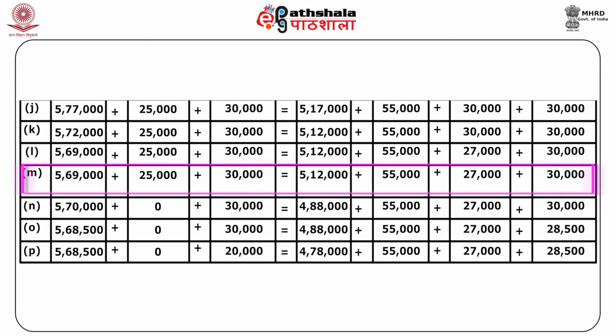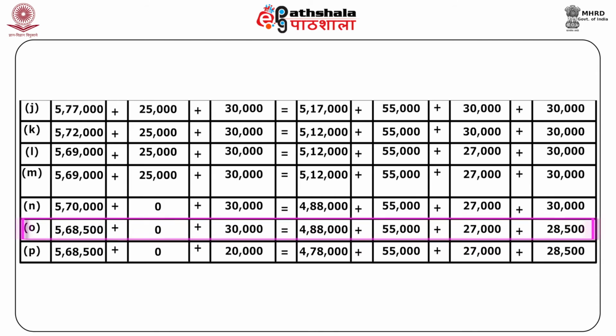On M part, we have 5,69,000 plus 25,000 plus 30,000, which will give cash of 5,12,000 plus 55,000 plus 27,000 plus 30,000 of debtors. On N part, we have 5,70,000 of capital plus 0 creditors plus 30,000 of liability, which will give 4,88,000 of cash plus 55,000 plus 27,000 of furniture plus 30,000 of debtors.